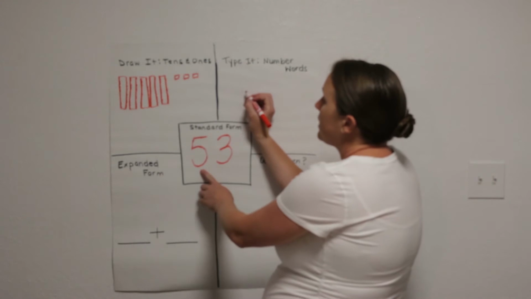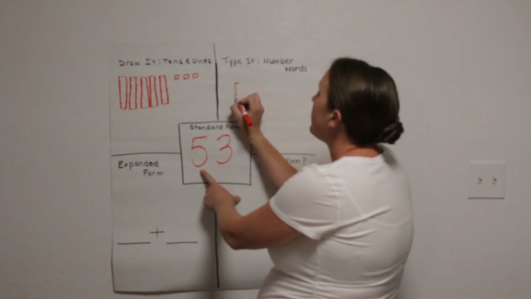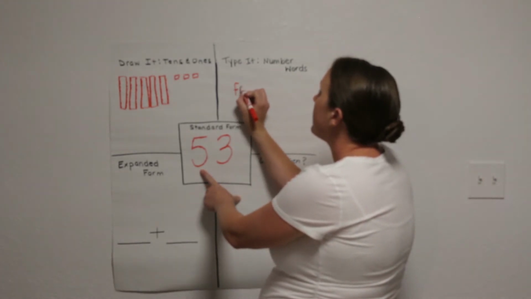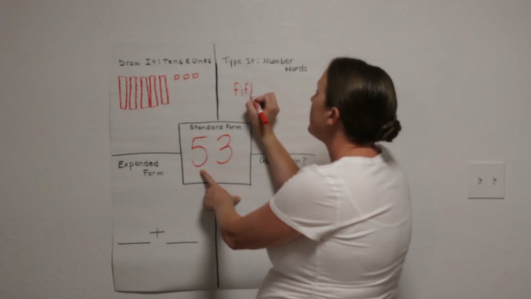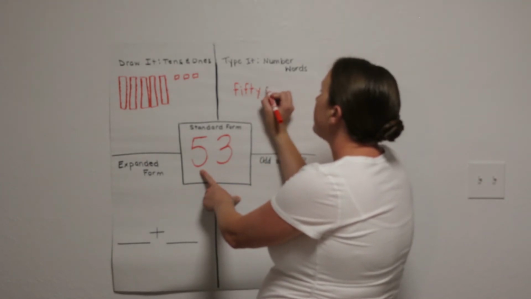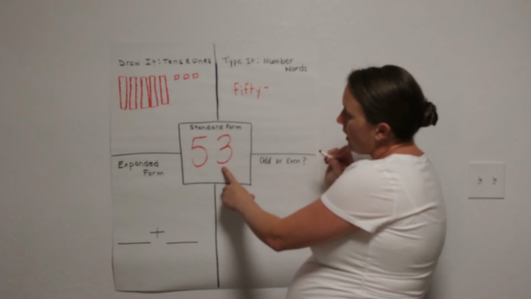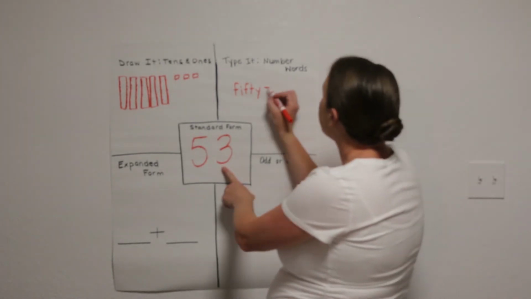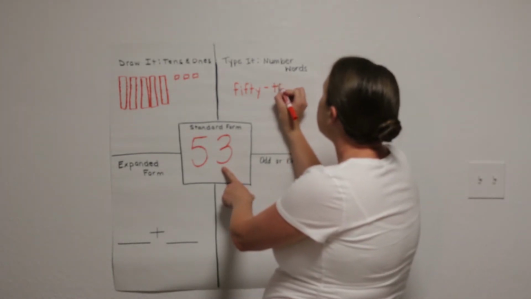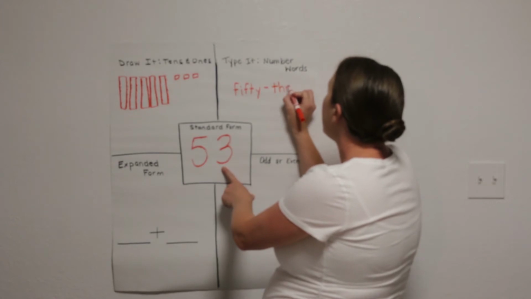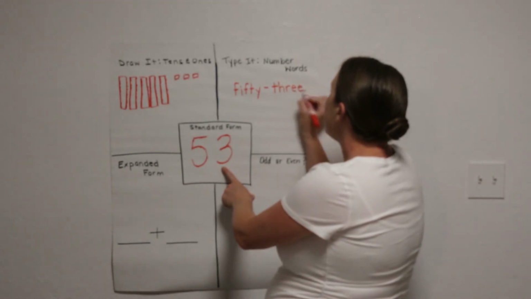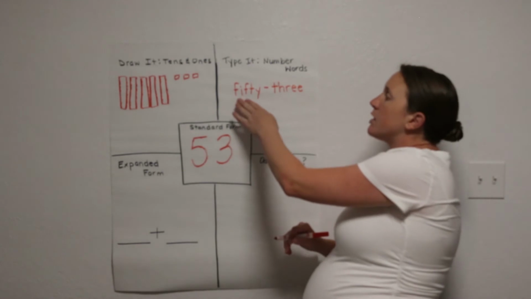So the first one is 50. So I'm going to write out 50, F, I, F, T, Y. Then I have a hyphen, and in the ones place I have a 3. So 53, T, H, R, E, E. And there are my number words, 53.